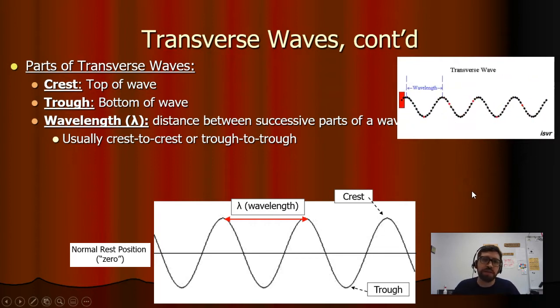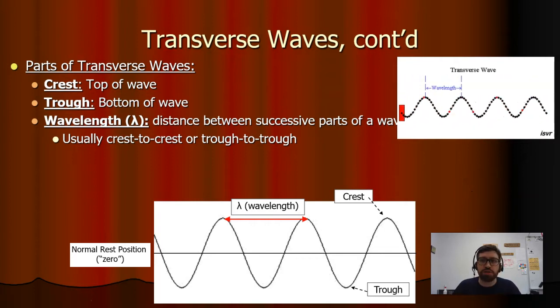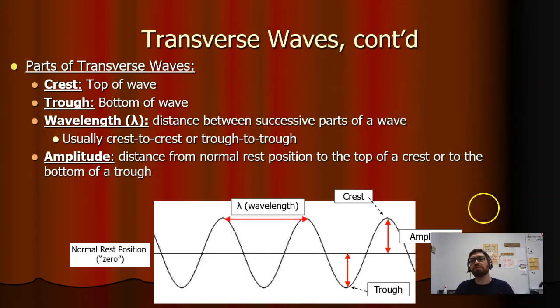As this wave is moving, you can see the length of the wave there. So that's wavelength. The next part of a transverse wave that you need to know is called amplitude, and it's represented by these arrows here. The amplitude is the distance from this zero point, from the normal resting position, which is where the molecule or the particle would be resting before the wave comes through and disturbs everything.